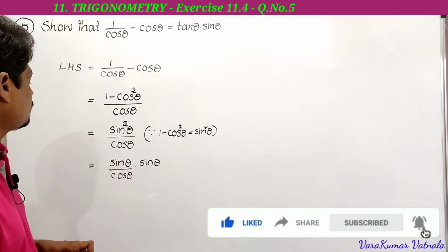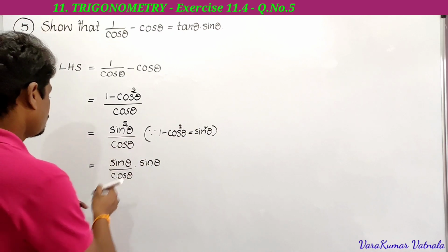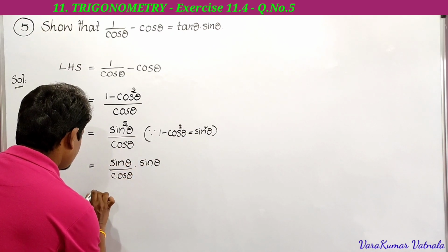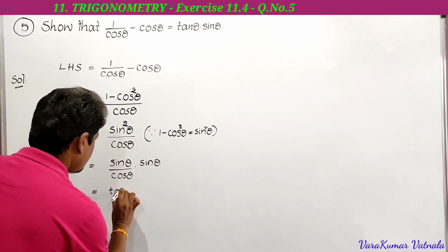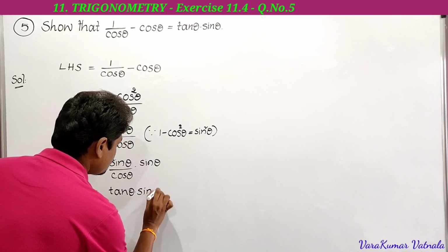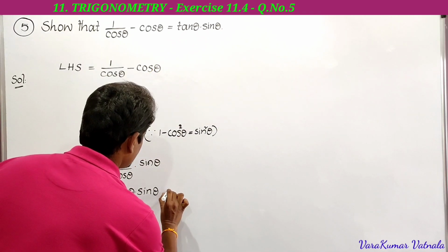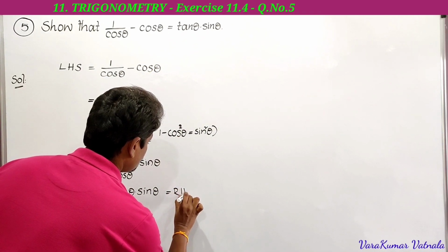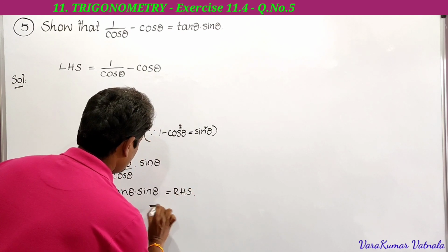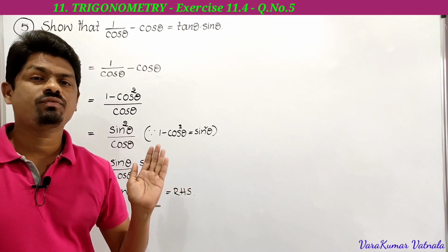So we have sin theta by cos theta equal to tan theta. So this can be written as tan theta, into sin theta. Tan theta into sin theta. So this we have to show. So tan theta into sin theta is nothing but RHS. So hence we have shown. So this is the fifth problem in exercise 11.4.